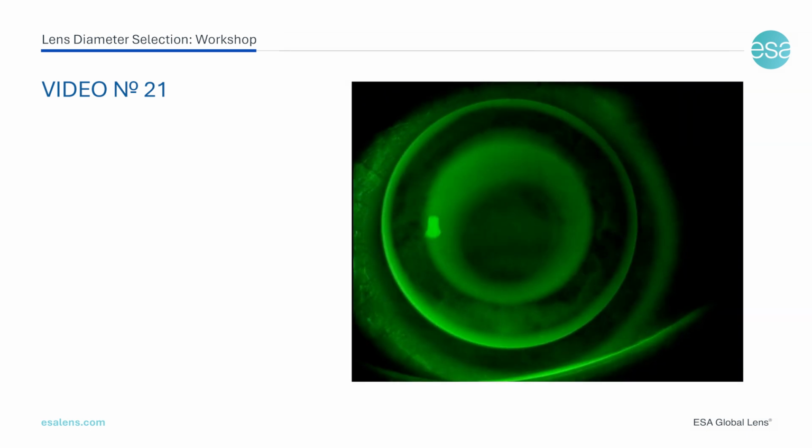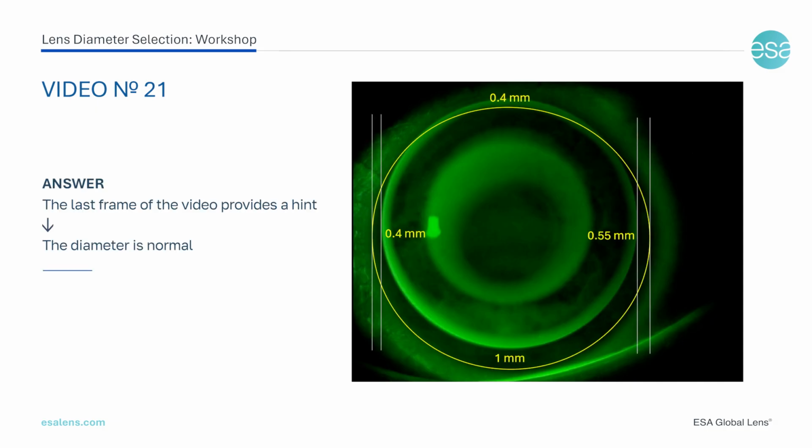What do you now think of the diameter of this lens? In this case, the diameter is considered normal. Our measurements show a total vertical gap of 0.6 millimeters, which is slightly under our 0.8 millimeter target, and a total horizontal gap of 0.95 millimeters, which is slightly over target. This combination is acceptable for most patients.